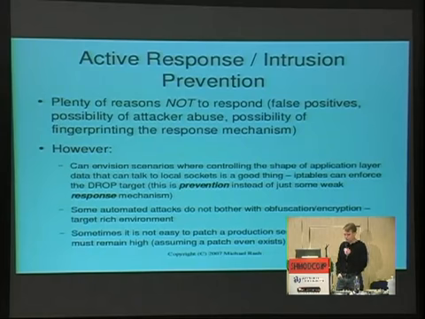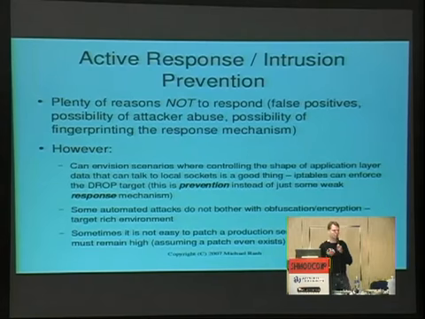So I'd like to say a couple of words about active response and intrusion prevention. There are plenty of reasons not to use any kind of response mechanism for network traffic: false positives, the ability of an attacker to abuse the system potentially, and the possibility of fingerprinting the response mechanism itself. Simple Nomad talked about that in one of his recent talks, I believe. However, you can envision some scenarios where controlling the shape of application layer data that can talk to a local socket is a good thing.